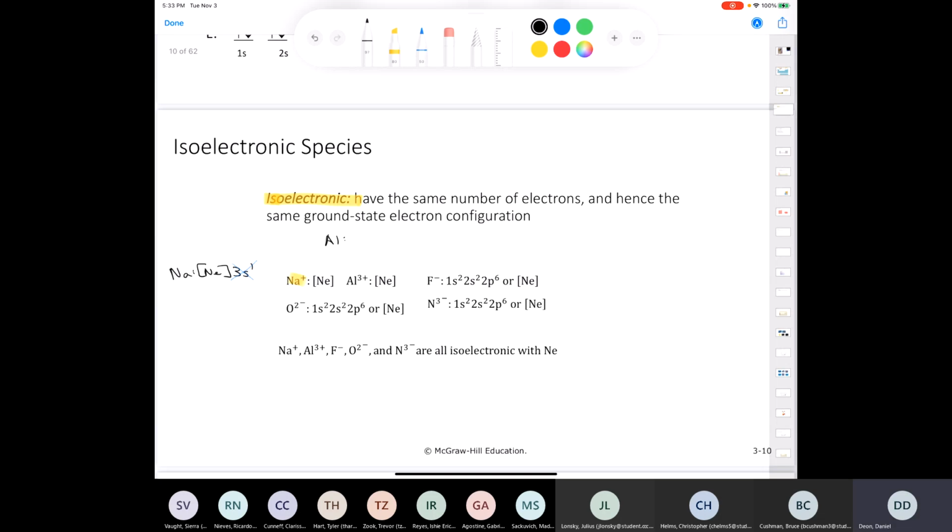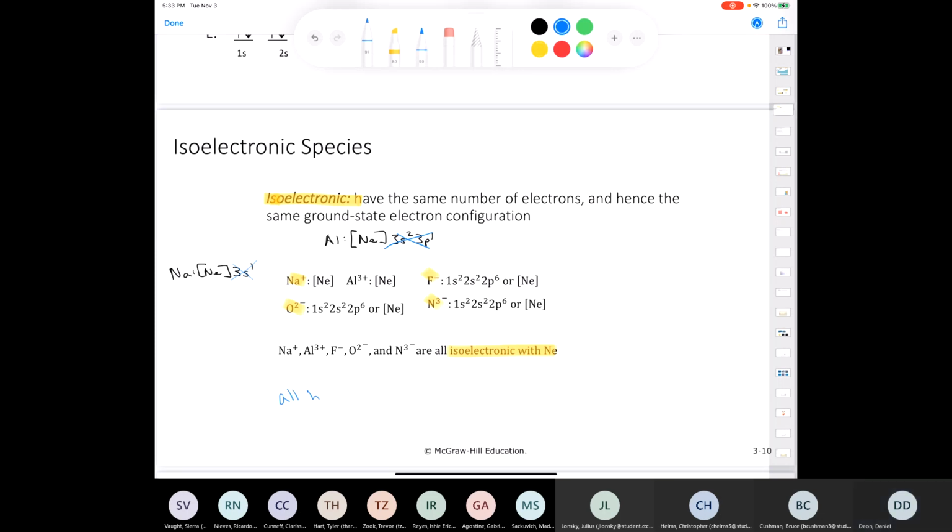What's the electron configuration of aluminum, right? We have neon followed by 3s2, 3p1. Well, if I lose 3 electrons to become Al3+, you're going to lose the valence electrons. What's your electron configuration going to be? Simply neon, right? So the point is that all of these ions that you see here, the sodium cation, oxide, nitride, fluoride, all of these are isoelectronic with neon. That means they all have the same number of electrons, which is 10.